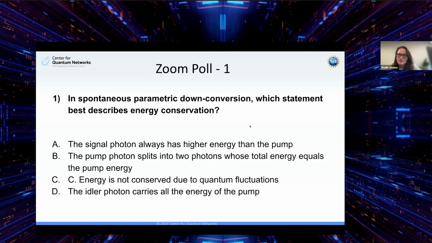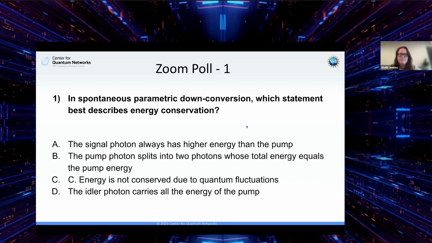Yeah, so most of you got it perfectly correct. The pump photon splits where the total energy equals the pump energy. This is the same thing as we said before, where the frequencies of the signal and idler will add to the pump frequency.